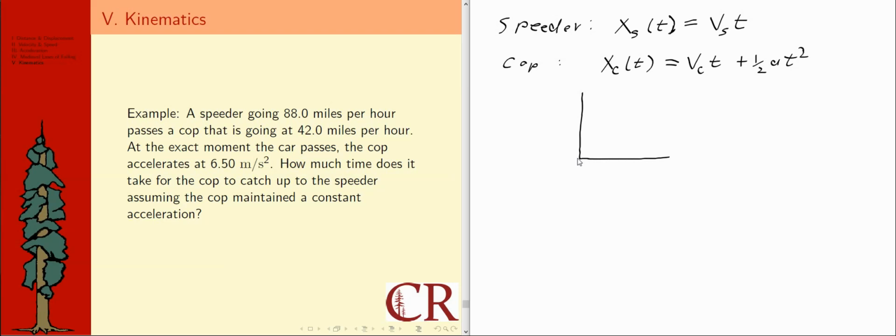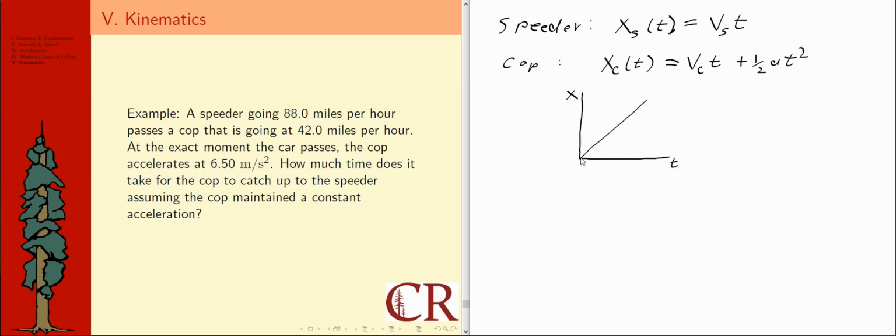I've said, let's let the origin represent where they are the moment the speeder passes. That's x equals 0. The speeder is just going at a high rate of speed, and in terms of an x versus t curve, it's just going to look like a straight line.